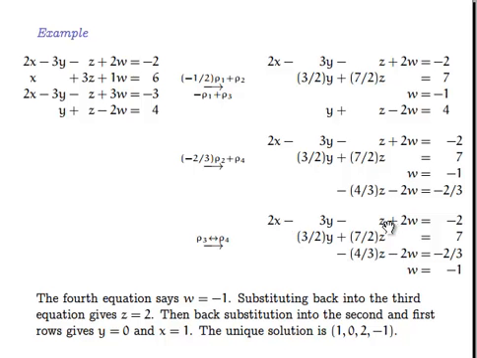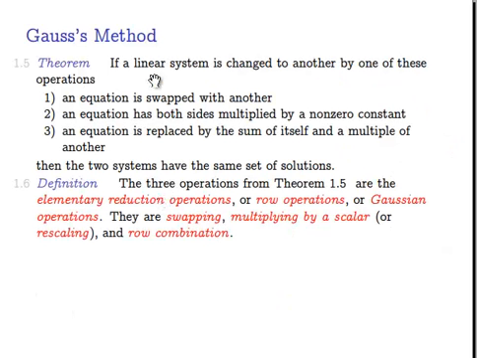It's clear that the only possible solution to this system is this set of 4 numbers. Why is that? Well, because w has to be -1. If w has to be -1, then z has to be 2, etc., etc. Okay, so that's why we can say that this is a unique solution for this system of equations. Okay. All right, so we expressed this in a theorem.